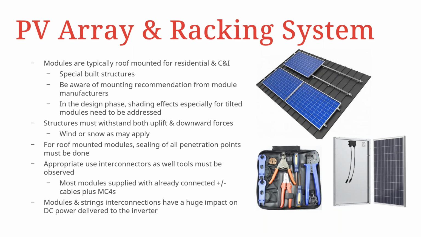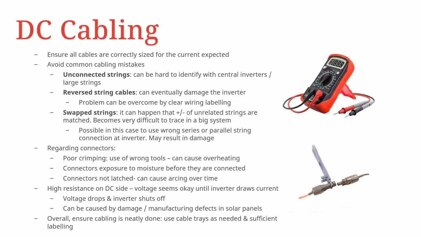So basically, these are basic rules and stipulations that are to be observed. So for DC cabling, ensure that the cables are correctly sized. This is absolutely very important, because if they're not correctly sized, you might end up oversizing or undersizing a particular system or cable. And then, of course, try to avoid common mistakes like incorrect string, unconnected strings, reverse stringing, and then, of course, string swapping.